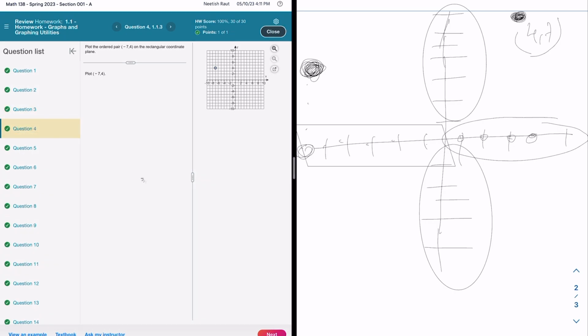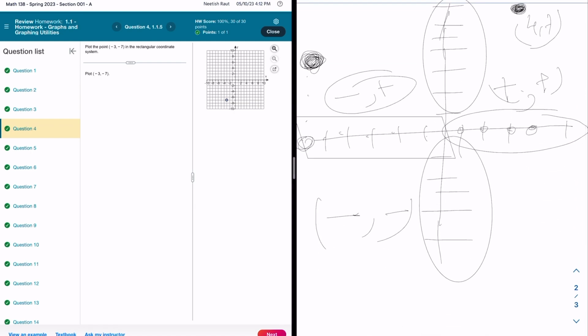Question number 4, it's the same. In the first quadrant we have positive x coordinate, then positive y coordinate. In the second quadrant we have negative x coordinate, then positive y coordinate. In the third quadrant we have negative x and negative y. In the fourth quadrant we have positive x, negative y. Do you know the reason why it's saying positive and negative?